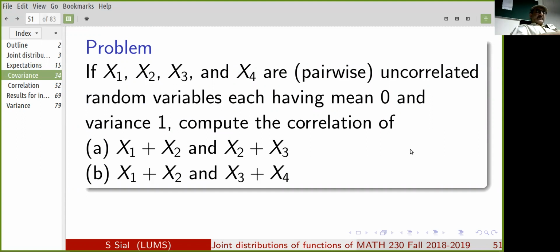So here's a problem. If x1, x2, x3, and x4 are pairwise uncorrelated random variables having an expectation of 0 and a variance of 1, compute the covariance of the new random variable x1 plus x2 and the new random variable x2 plus x3, and the covariance of the new random variable x1 plus x2 with the new random variable x3 plus x4.